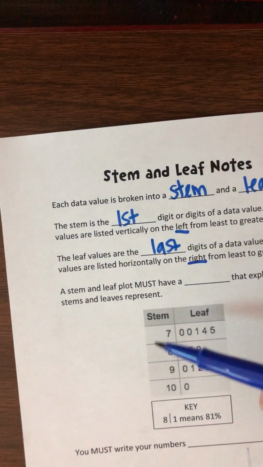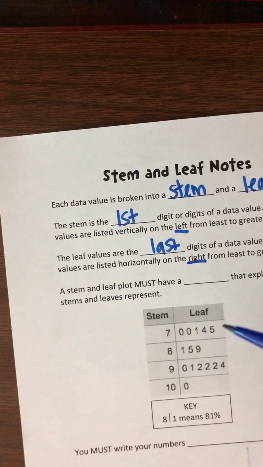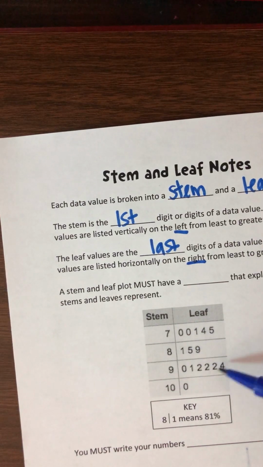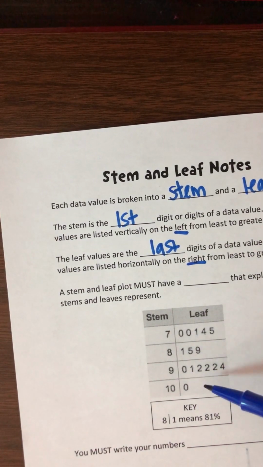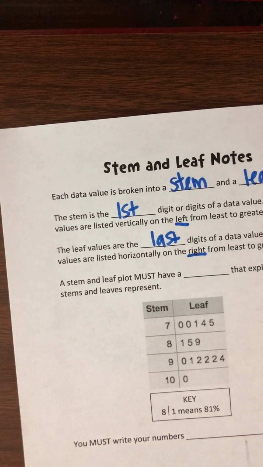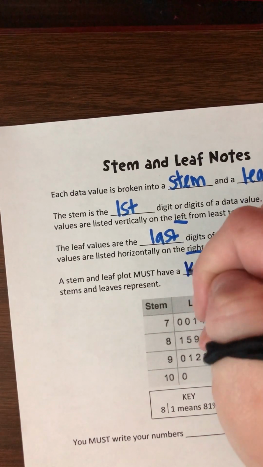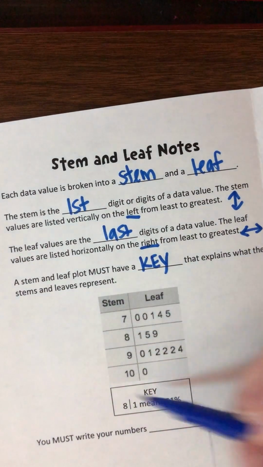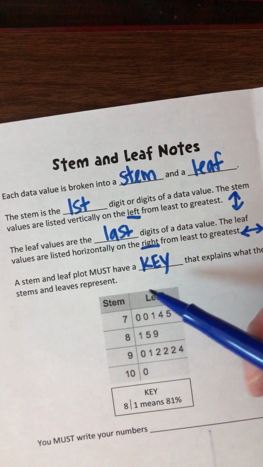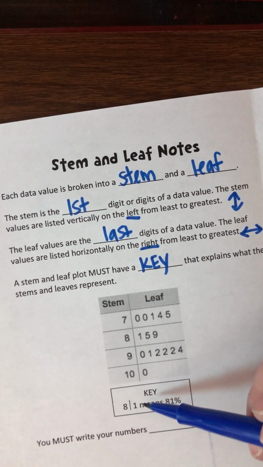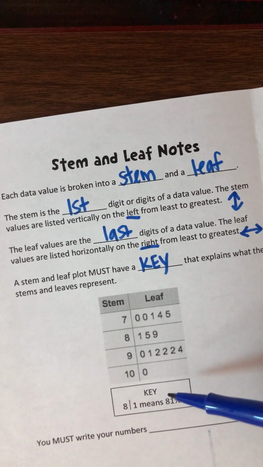So you can see these are our stems vertically listed, and then the leaf is going to be your horizontal listing here. Basically it says the stem and leaf plot must have a key that explains what the stems and leaves represent. So we have our stem and leaf plot, and you can see that a key is given that tells you 8|1 indicates 81%.